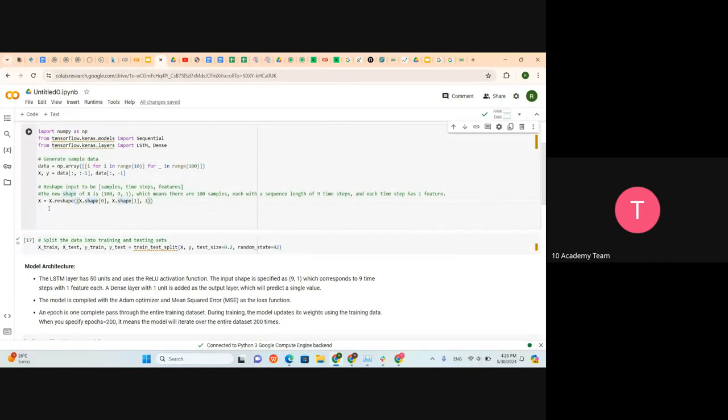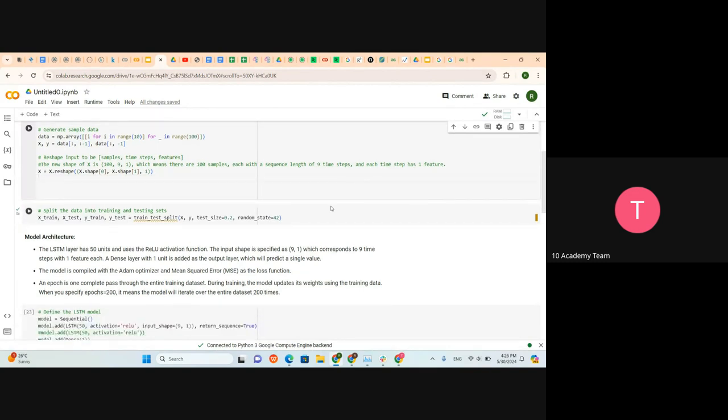In this case, reshaping the value means the new shape of x is going to be 100 by 9 by 1, which means there are 100 samples, as we've mentioned, in 100 rows and 10 columns, right? So 9 of them are going to be features, and the last one is going to be the parameter or the feature that we want to predict, depending on the other features. Each sample has a sequence length of 9 time steps, and each time step has one feature, with one feature to predict. We've just split our data set into train and test.